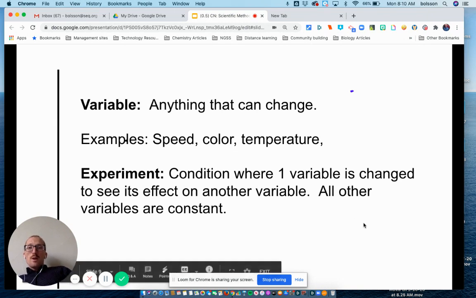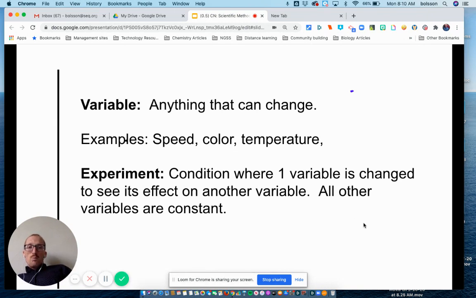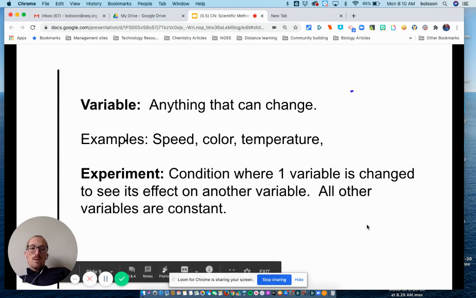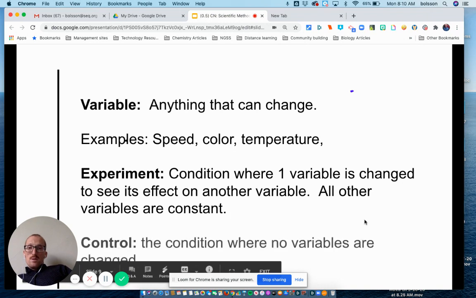And so an experiment is the condition where one variable is changed to see its effect on another variable. All other variables have to remain constant. So this is super important in an experiment. You have to keep all other variables constant. Otherwise, you don't know what actually caused a change. So the control is the condition where no variables are changed at all, okay? So you have to have usually some sort of control in an experiment as well.